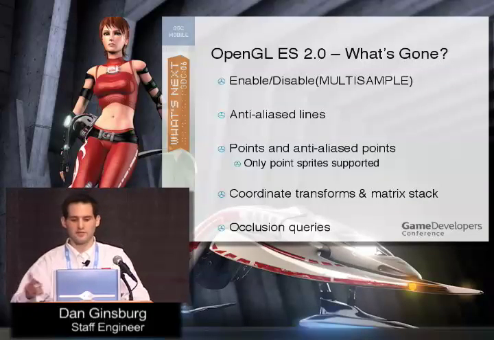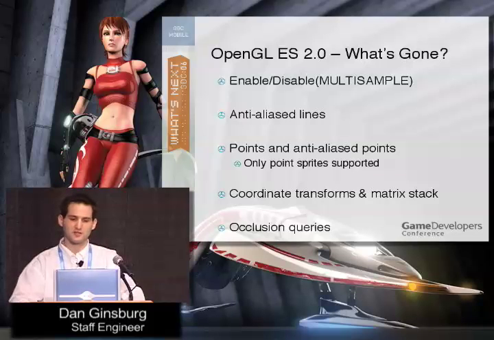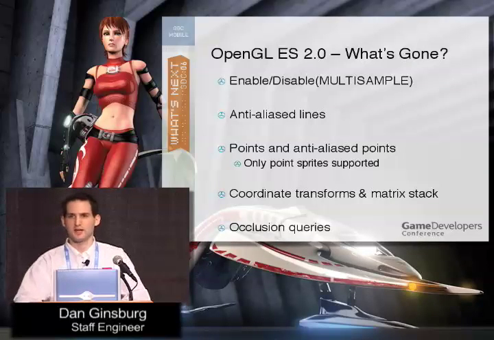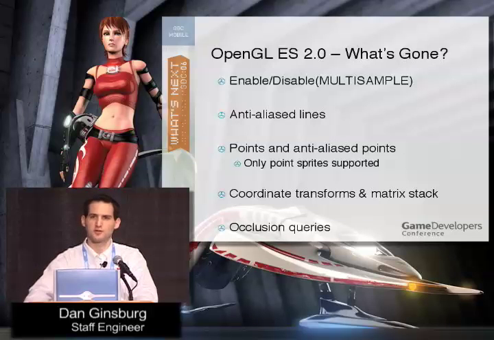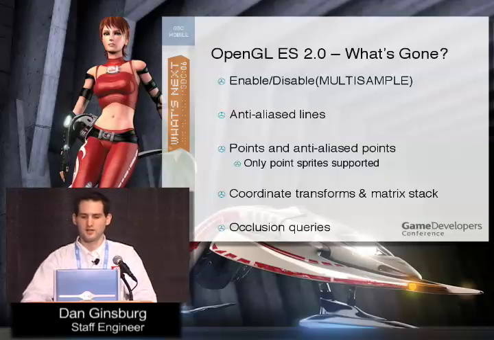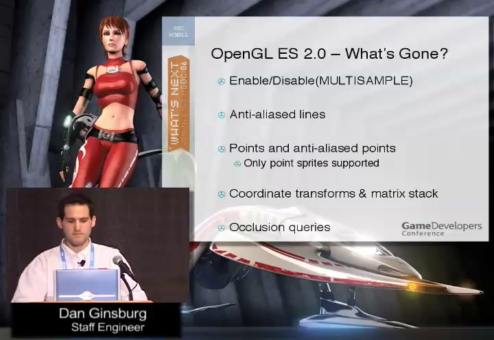Another thing that's gone that I've mentioned earlier is, in general, the fixed function pipeline is gone, and this means there are no more coordinate transforms or matrix stack. So any of the things you're used to with GL load matrix, mult matrix, all of that has been removed. And finally, occlusion queries, which were part of core desktop GL, have been removed from the API, although an implementation is still free to expose it as an extension.